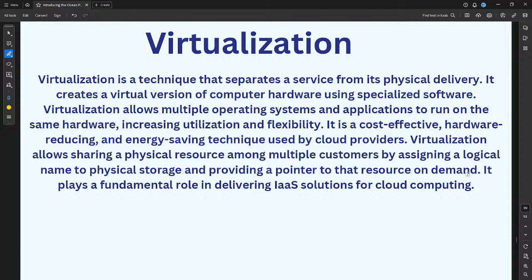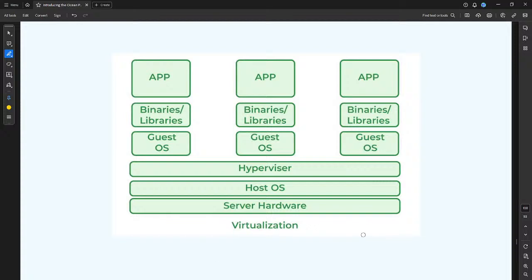So once your virtualized environment needs a resource, it requests it, or you can assign it based on demand, and this comes in handy. You can see it plays a fundamental role in delivering infrastructure as a service solutions for cloud computing. So basically, this is what a virtualization environment looks like. You can see we have the server hardware on its own.